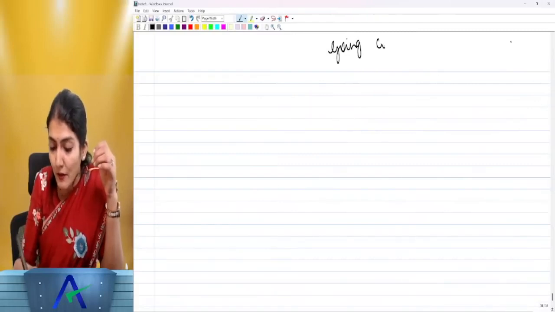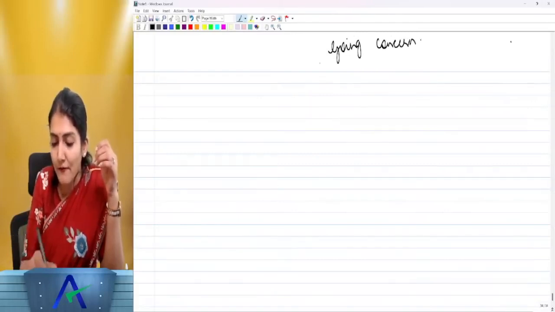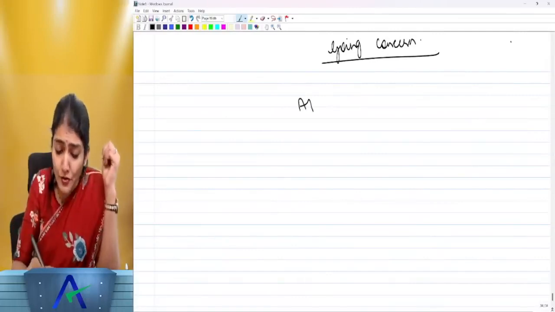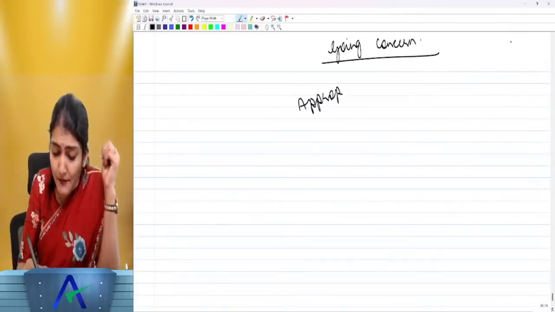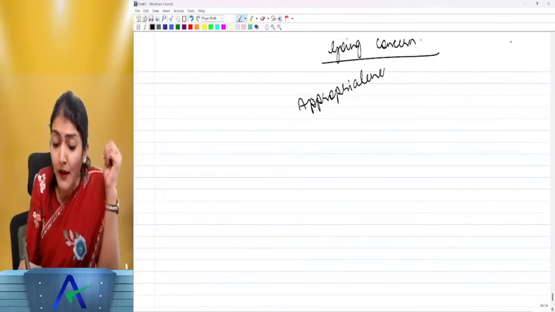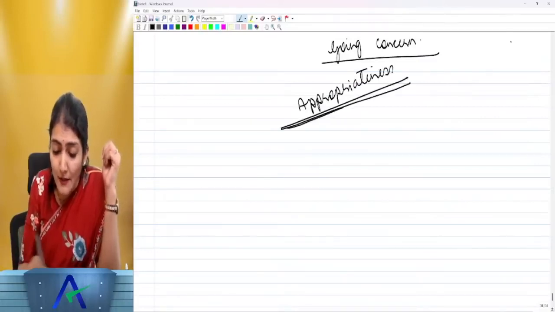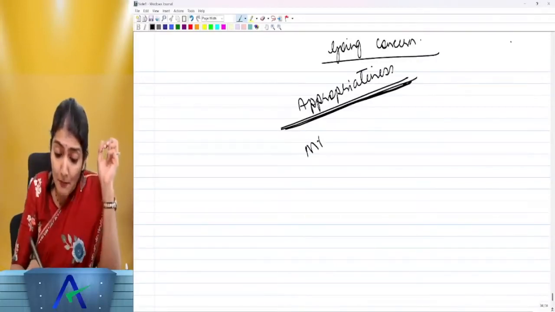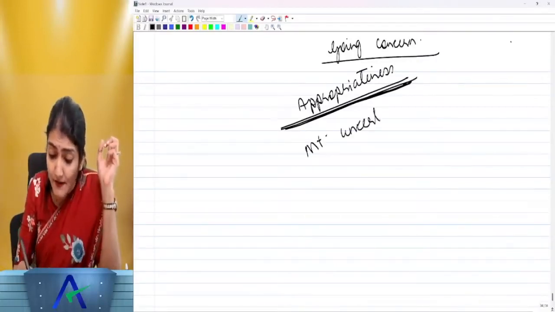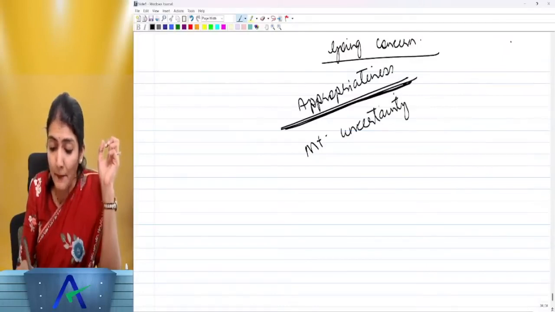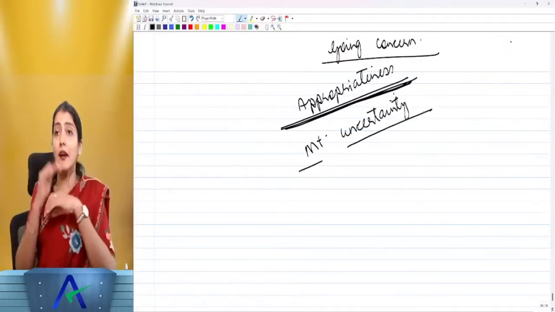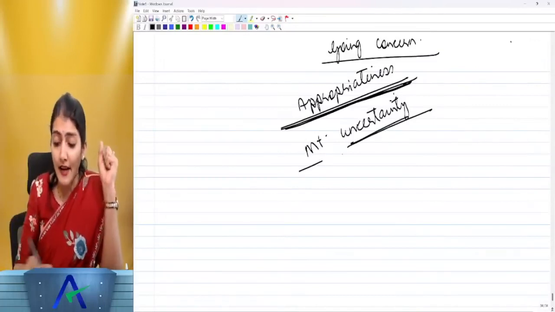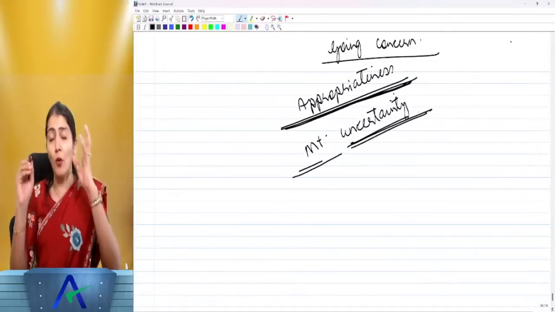As an auditor, what we need to do, going concern, a very favorite question area in the exam. So for going concern, we need to check the appropriateness of the management's use of the going concern assumption in the preparation and presentation of financial statements, and whether there is any material uncertainty regarding the entity's ability to continue as a going concern, right? Whether there is any material uncertainty regarding the entity's ability to continue as a going concern.